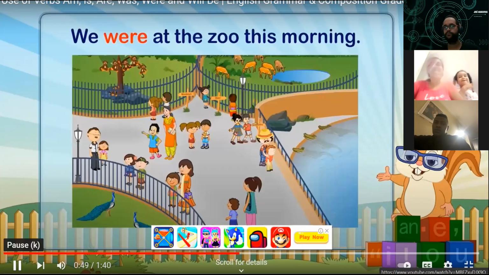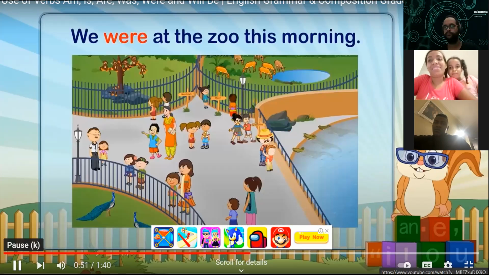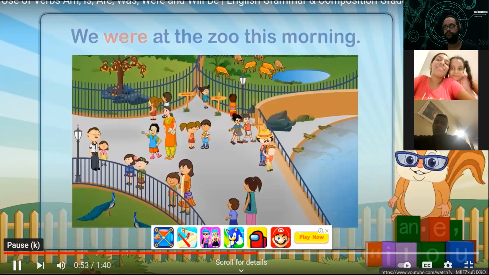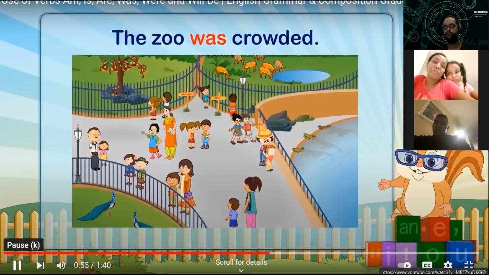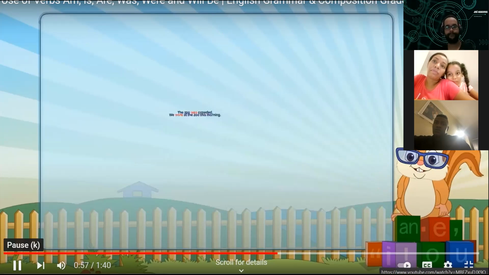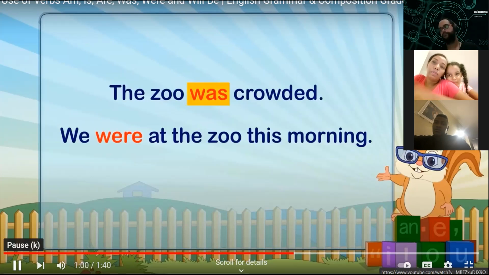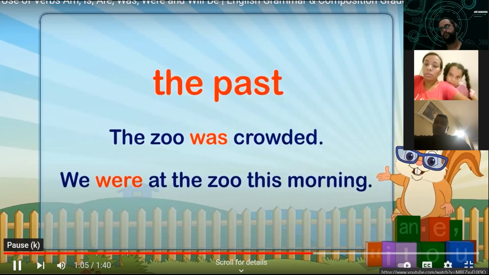We were at the zoo this morning. The zoo was crowded. These sentences are using the verbs was and were that tell about the past.